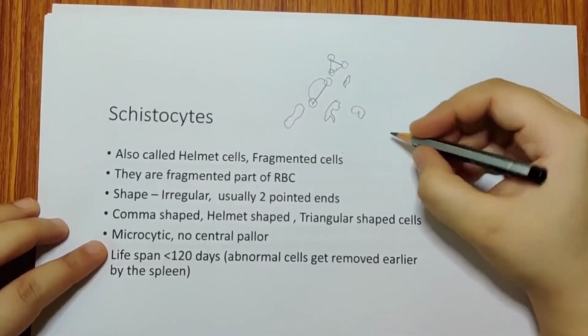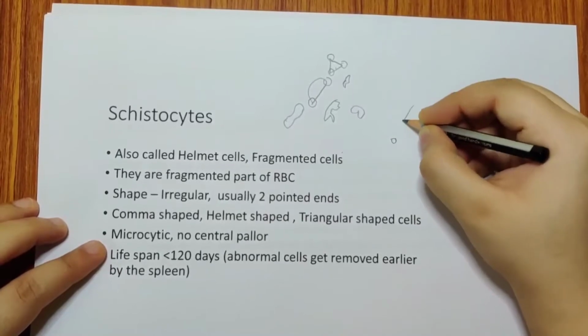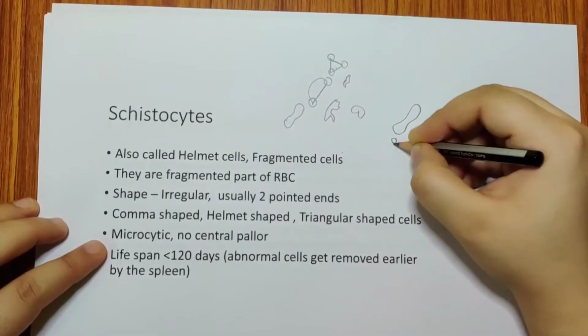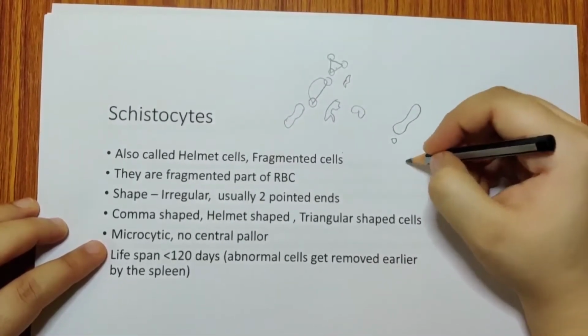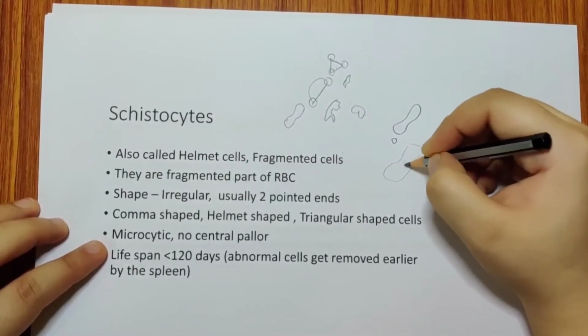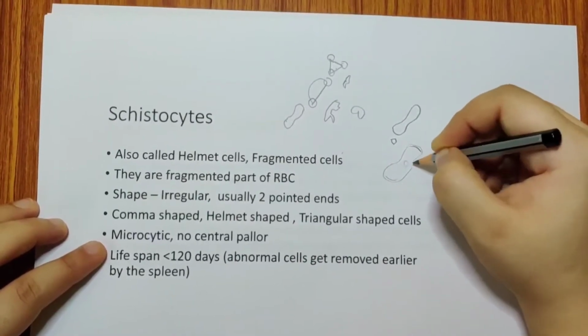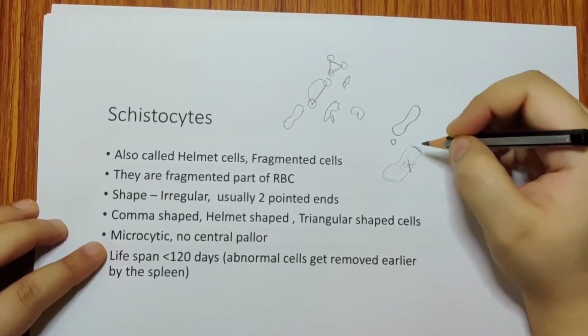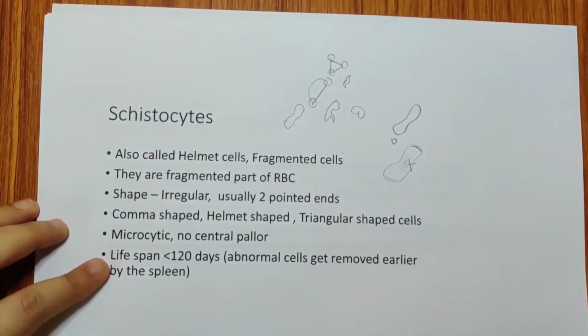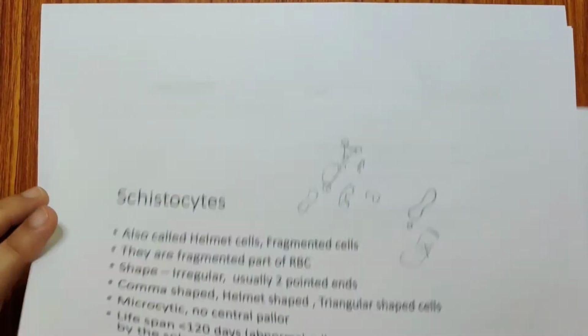They are microcytic with no central pallor. So these cells are small compared to your RBCs. If you see a normal RBC, you will have the central pale area and the periphery is much darker. Here no central pallor is seen. And the lifespan is also reduced because these are abnormal RBCs.